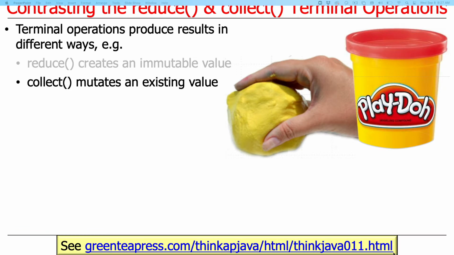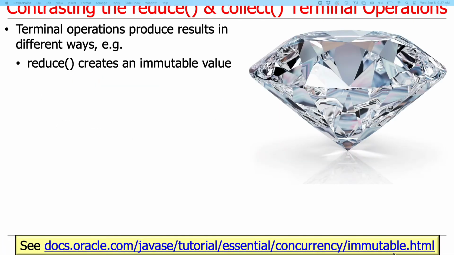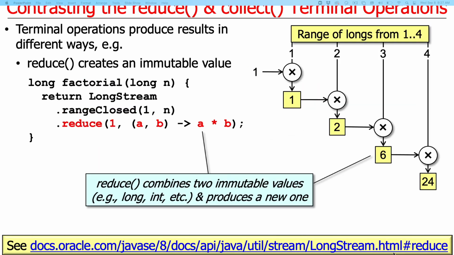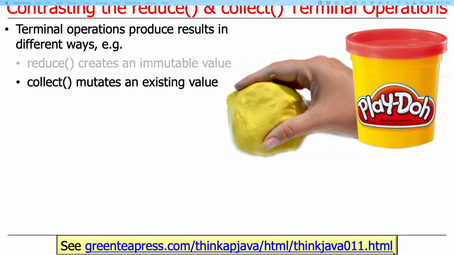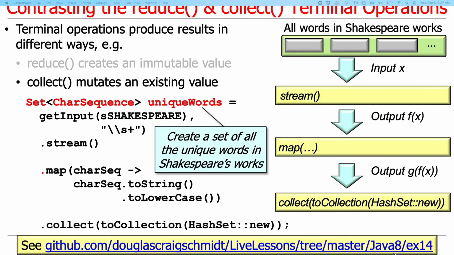In contrast, collect mutates an existing value. Whereas reduce expects something to be immutable and can't change, it's like diamonds, it's very hard or impossible to change, collect mutates an existing value. So let's take a look at a simple example here. This is an example you can find in my EX14 folder.